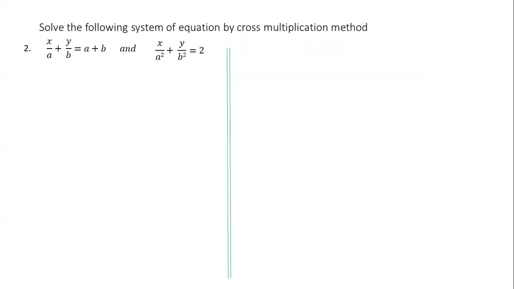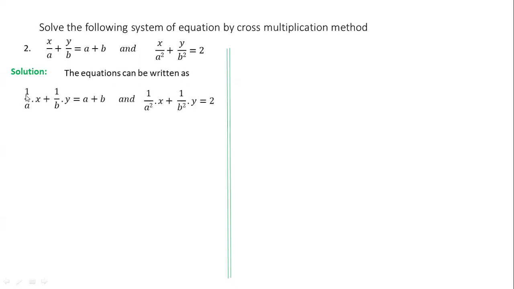Now, it is x upon a plus y upon b is equal to a plus b. x upon a square plus y upon b square is equal to 2. So the equations can be written as 1 upon a into x plus 1 upon b into y is equal to a plus b, and 1 upon a square into x plus 1 upon b square into y is equal to 2. So the coefficients of x and y are very clear.